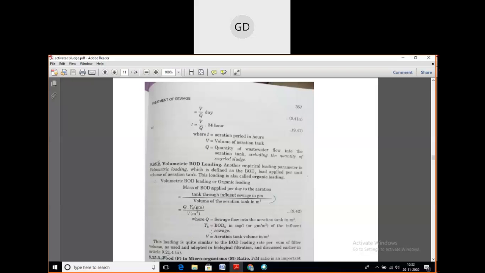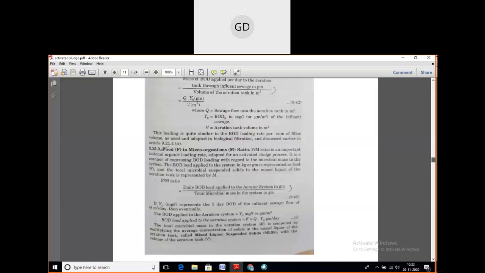What is Y naught? Y naught is your BOD5 in milligram per liter. Q is the sewage inflow to the aeration tank, and V is your aeration tank volume. So this is about your volumetric BOD loading, that is, how much BOD is being applied per unit of the aeration tank.